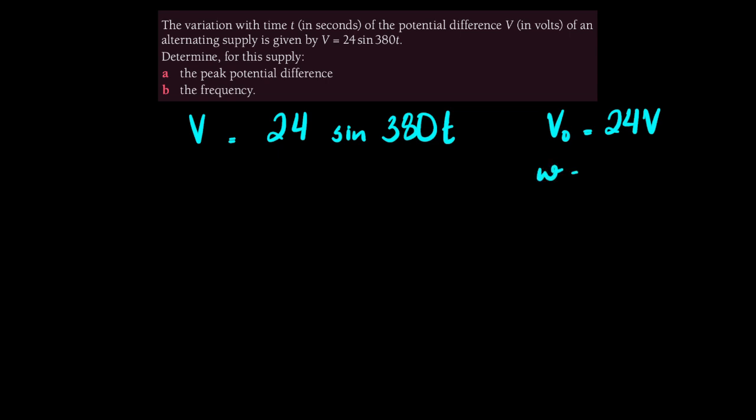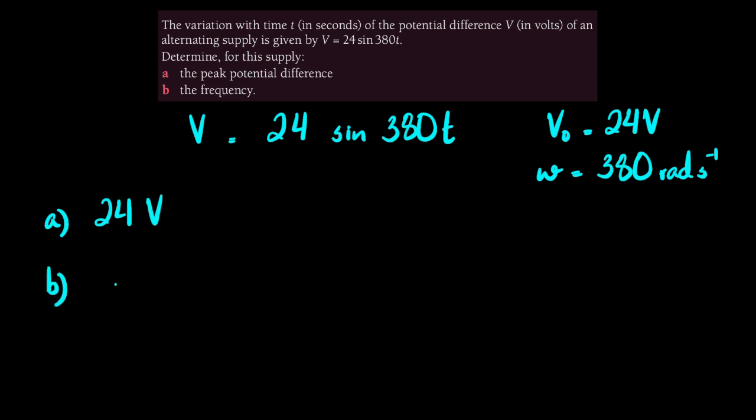And here we have omega, which is 380. If you remember the units for omega, it's radians per second, because omega is the angle swept out per unit time, so the angle in radians divided by the time. So part A, the peak potential difference, is very easy to see. This is 24 volts. This is usually called V naught.